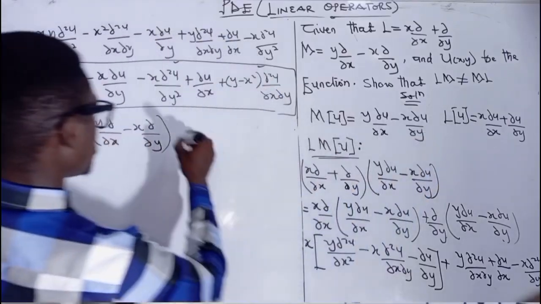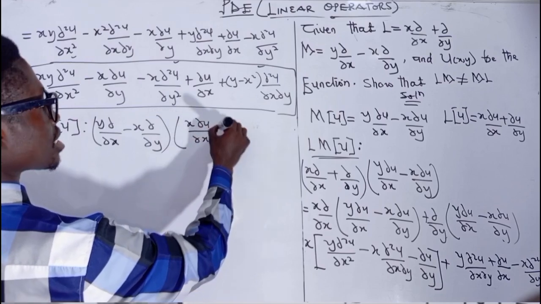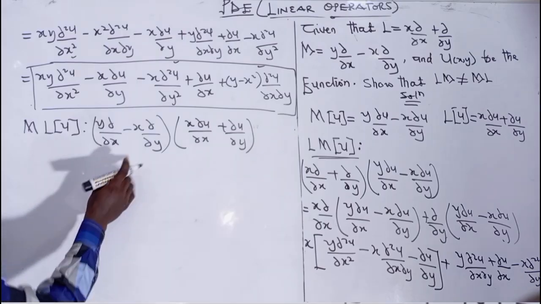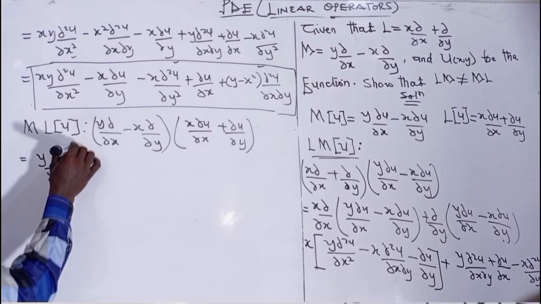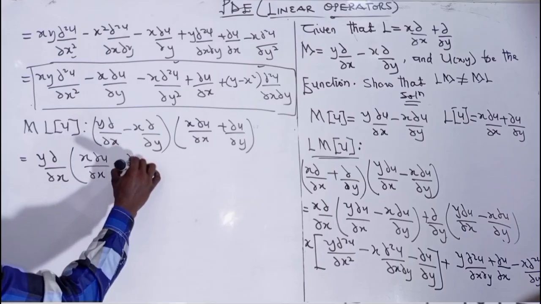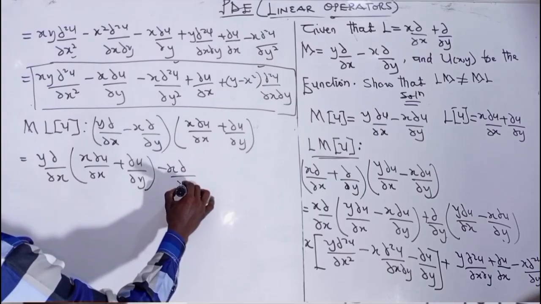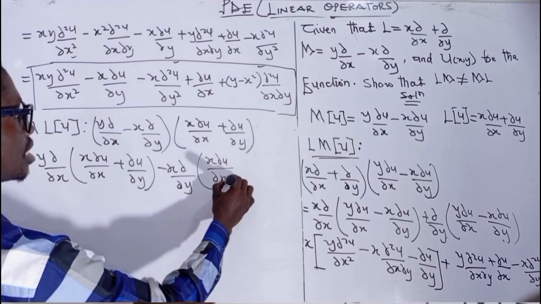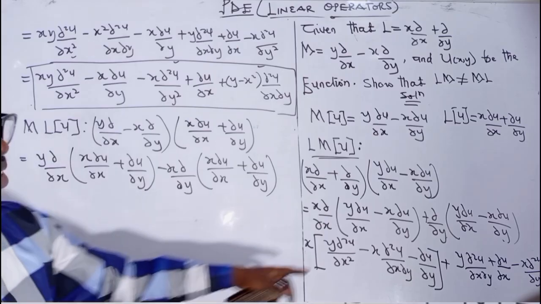So this is LU. So we have x ∂u/∂x plus ∂u/∂y. Once we have this, we apply the distributive property. We are going to have y ∂/∂x of (x ∂u/∂x + ∂u/∂y), then minus x ∂/∂y, taking the second bracket, (x ∂u/∂x + ∂u/∂y). Good. So we are going to apply the same concept here.